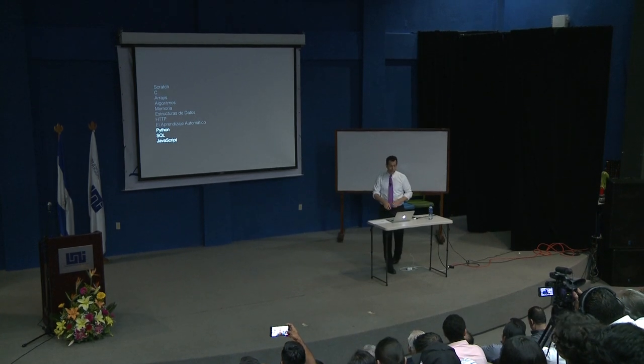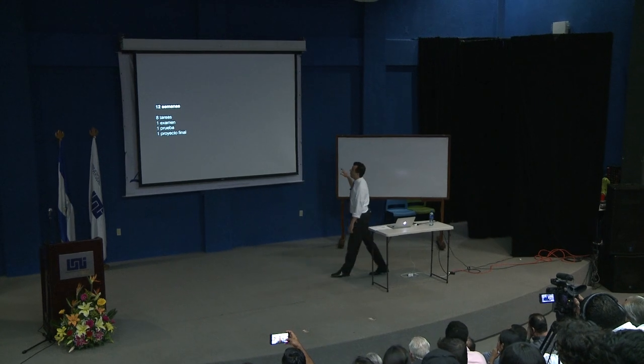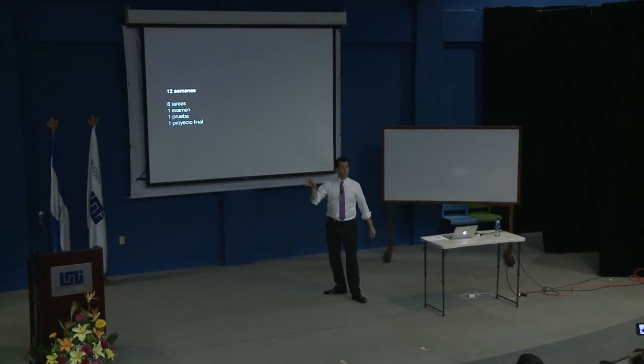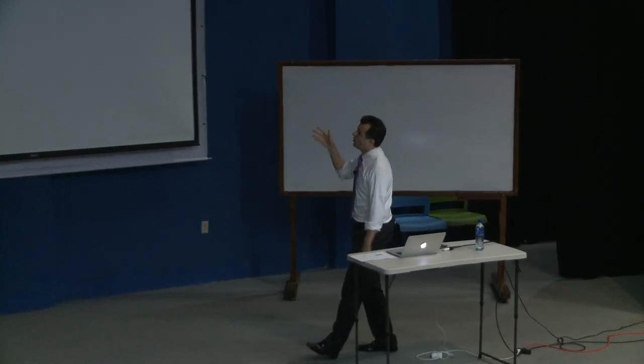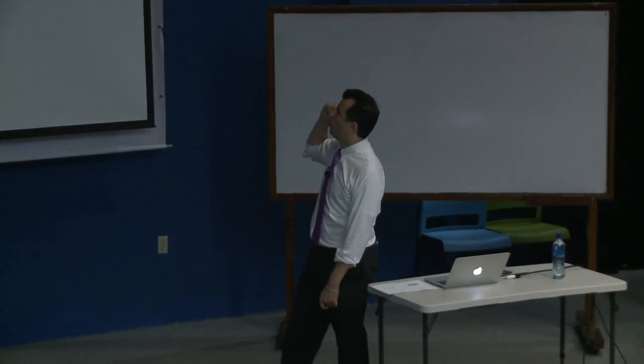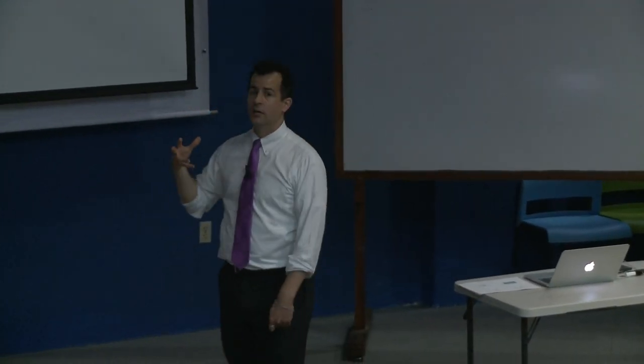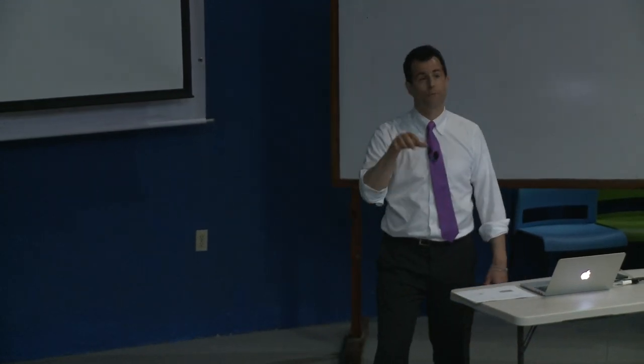But what is the structure of the class then? In Cambridge and at Harvard and Yale, it's 12 weeks, though this is different based on the various geographies and where students take the class. At Harvard, there's 8 homeworks, or 9 homeworks, 1 exam, 1 quiz, and 1 final project, the last of which is the most impactful.